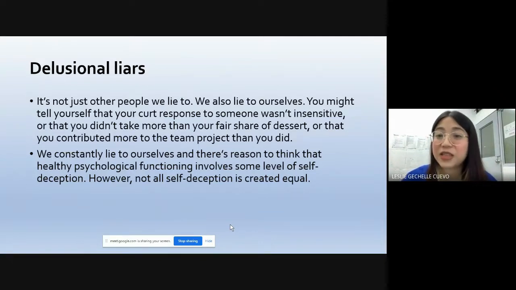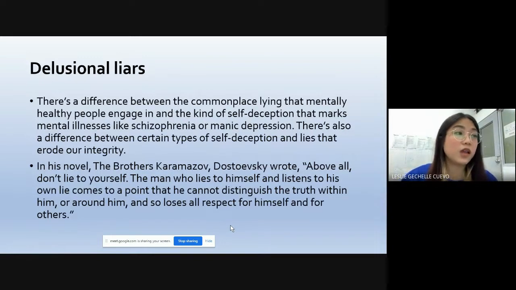We constantly lie to ourselves and there's reason to think that healthy psychological functioning involves some level of self-deception. Pero healthy naman daw yan. However, not all self-deception is created equal. There's a difference between the commonplace lying that mentally healthy people engage in and the kind of self-deception that marks mental illnesses like schizophrenia or manic depression. There's also a difference between certain types of self-deception and lies that erode our integrity. In his novel, The Brothers Karamazov, Dostoevsky wrote, "Above all, don't lie to yourself. The man who lies to himself and listens to his own lie comes to a point that he cannot distinguish the truth within him or around him and so loses all respect for himself and for others."